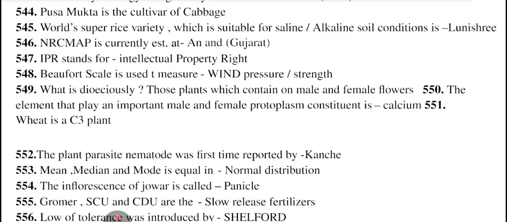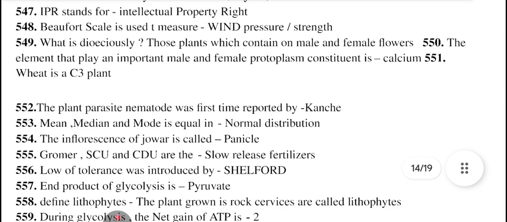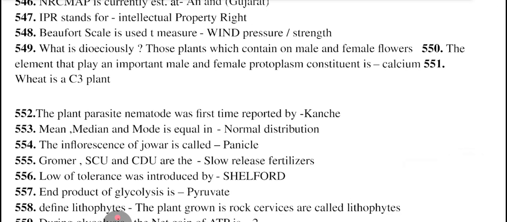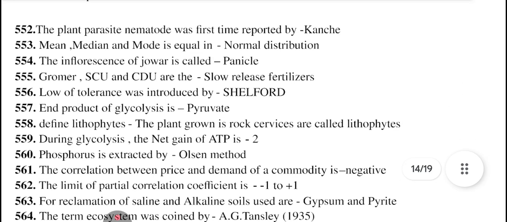Beaufort scale is used to measure wind strength. The plants which have male and female flowers on separate plants are dioecious plants. The element that plays an important role as a constituent of protoplasm is calcium. C4 plant examples are maize, sugarcane, etc. Plant parasitic nematode was first reported by Kuhn. Mean, median and mode are equal in normal distribution. Inflorescence of jowar is panicle.